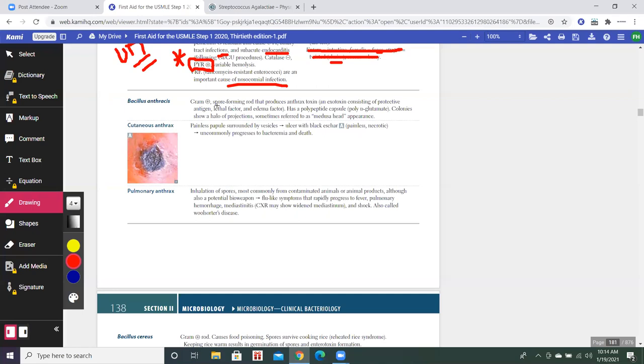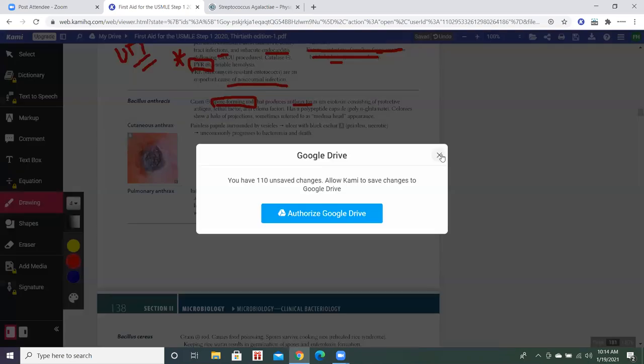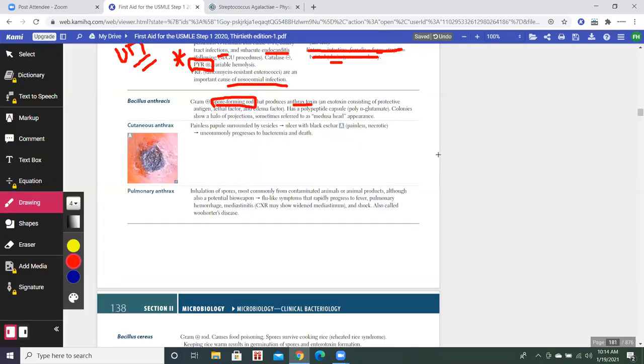It forms a spore, okay? It forms a spore, and it produces anthrax toxin. Have you guys heard of the disease anthrax? Yes or no? Yes, okay. Does it happen from contact with infected animals? Yes or no? Yes, okay. So Bacillus anthracis is a gram-positive spore-forming rod that has anthrax toxin.